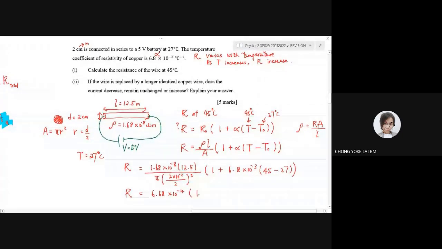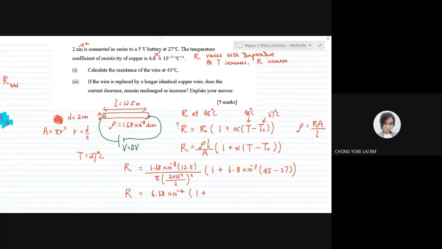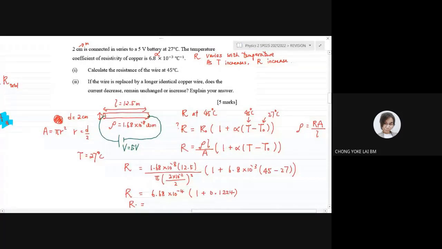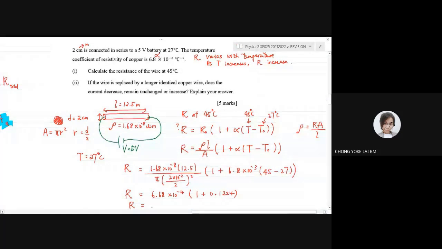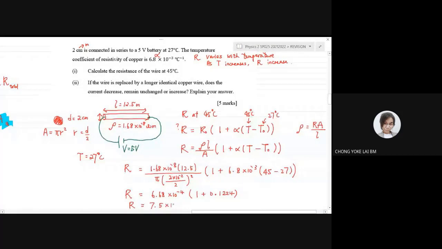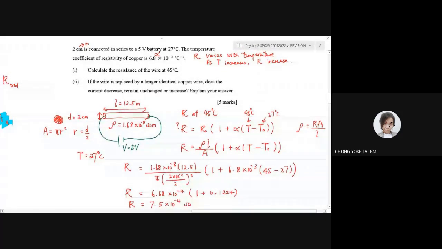Dia step kita banyak sikit tapi kita tak salah. Jangan sekali tekan kalkulator nanti kita dapat syntax error. Kira satu-satu. So I get this one 0.1224. Kan macam ni kan senang. Nanti kita dapat nilai R. Then we get our resistance 7.5. I round off lah. Times 10 power of negative 4 ohm. Unit jangan lupa. Our answer must follow with unit. No unit, no marks will be given.